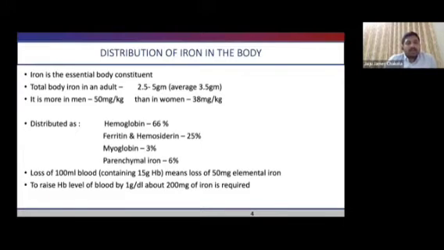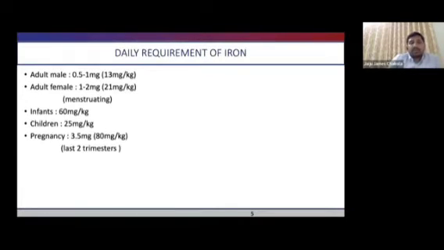Loss of 100 ml of blood means a loss of around 50 milligram of elemental iron, and to raise the hemoglobin level of blood by around 1 gram per deciliter, we need around 200 milligram of iron. So that shows how the iron is distributed in the body, as well as how important iron is and how much iron is required to raise the hemoglobin level in the human body.